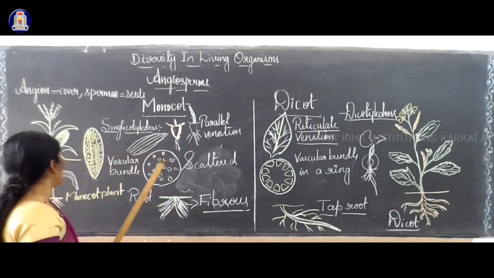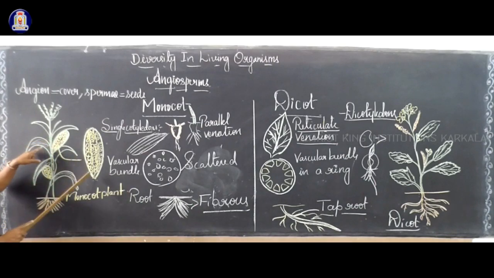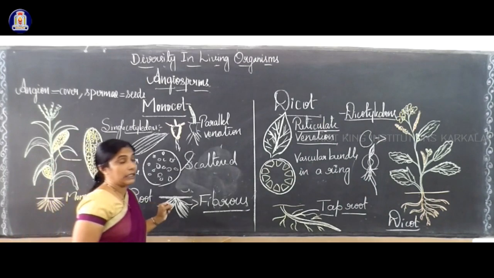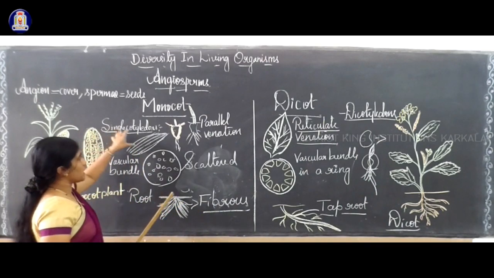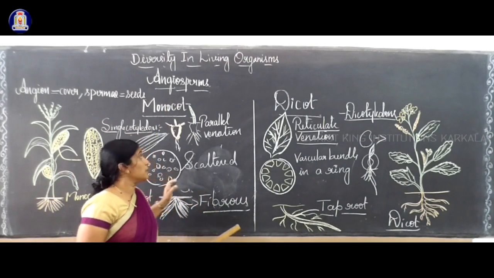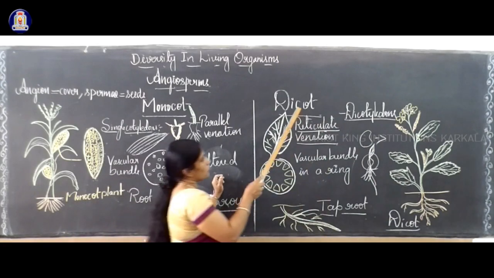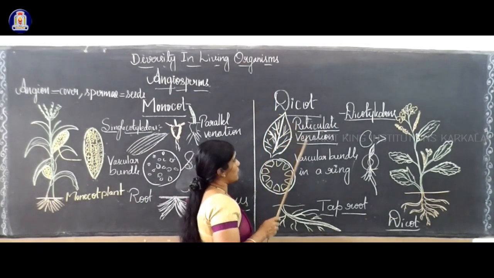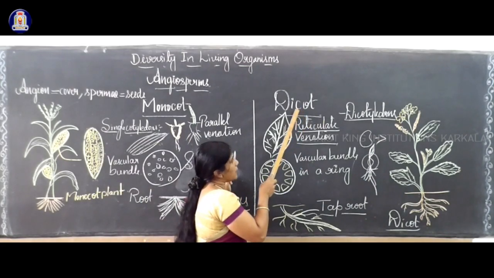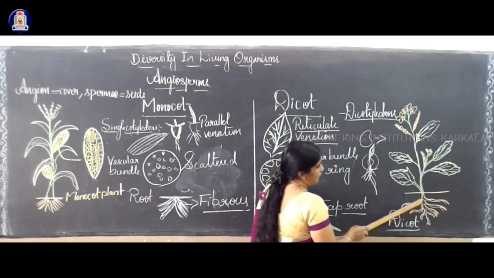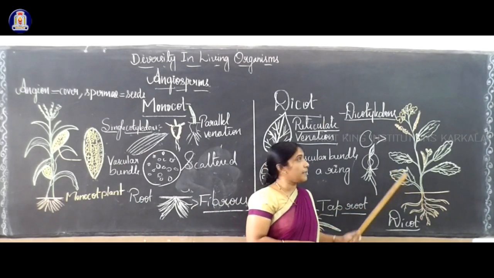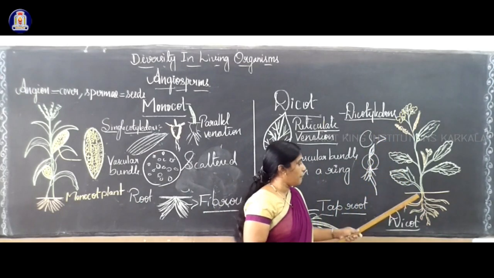Now I'll compare with single cotyledon. If you take corn, or maybe paddy, or maybe coconut, all these grow with a single cotyledon, hence they are called monocot. Most of the plants are considered monocot, and most of the plants are also considered dicot. But maximum in number, the plants are dicot. For example, if you take a mustard plant, this is a diagram of a mustard plant. So this mustard plant is an example for dicot.